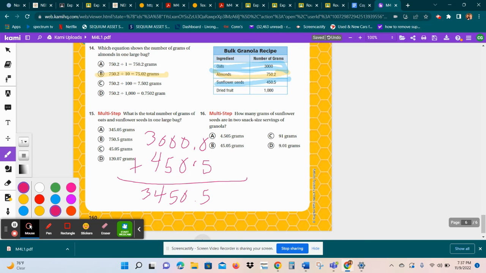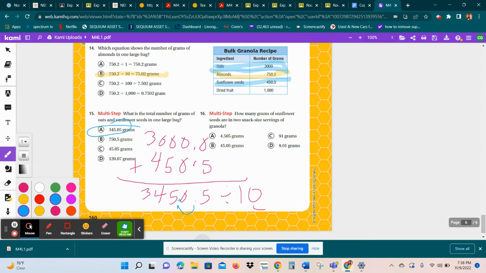Now it says that I'm putting it in one large bag. Well, I know that it makes 10 large bags, so I'm going to divide that by 10. And I'm going to move my decimal to the right. Let me change pens again. Here's my decimal, I'm moving it to the right. So what's the total number of grams of oats and sunflower seeds in one of the large bags? You're right, it's going to be A, 345 and 5 hundredths grams.